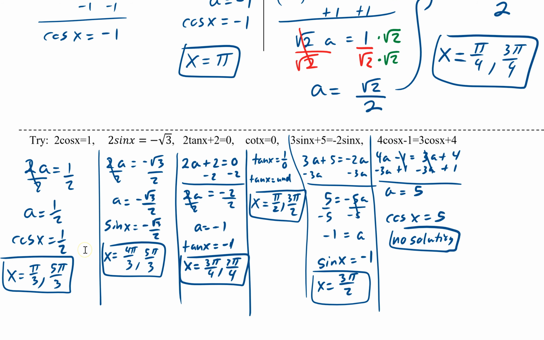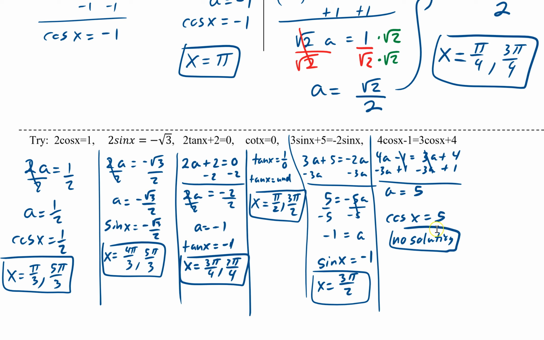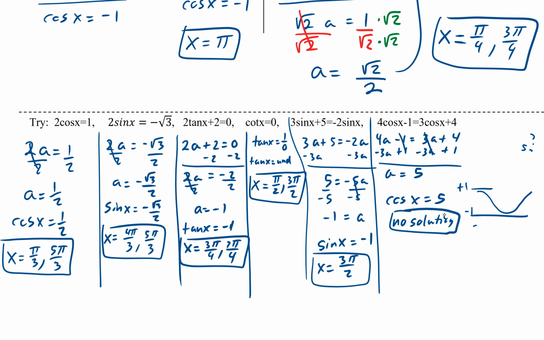Okay, so here are the answers. And if you look at a very important one here, we have cosine of x is equal to 5. If you remember, our cosine and sine need to be between -1 and 1. So when you get this, this is where you have your no solution. It is not possible to have any angle that will give you a cosine of 5. If you remember, our cosine graph goes between -1 and 1. It goes up to +1 and then down to -1. It will never come up here to 5. It's not possible.